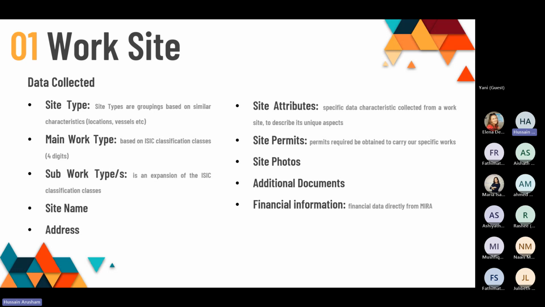Then we just collect the permits and the photos. This helps us to ensure that the work type they have chosen and the attribute information they have provided to us align with it. For example, in the tourism sector, they give a specific license saying this hotel has this number of beds or this number of rooms.